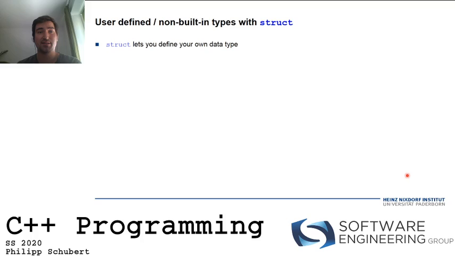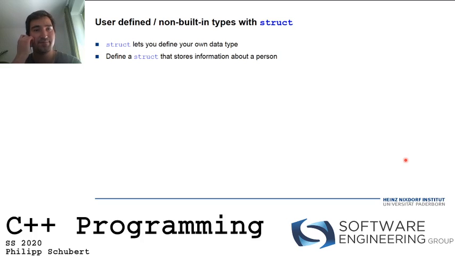So let's see. You can use this keyword struct to define your own data type. And on the following slides, we will do so. We will define a simple data type which stores a bunch of data and which can also do some meaningful things to those pieces of data. So let's craft ourselves a simple example. Let's use a struct to define some data type that is able to store some information about a person. How could you do that?